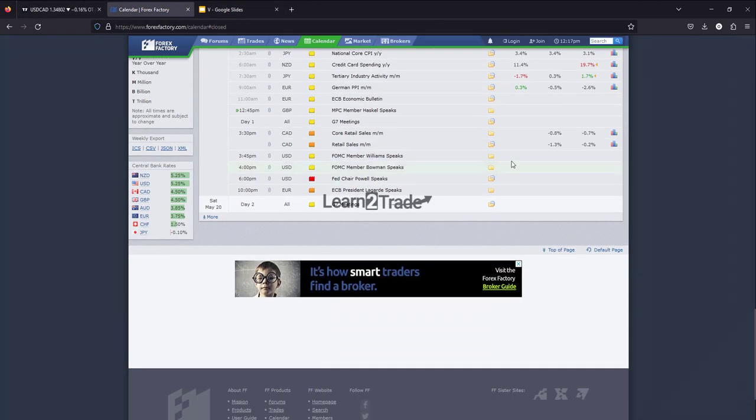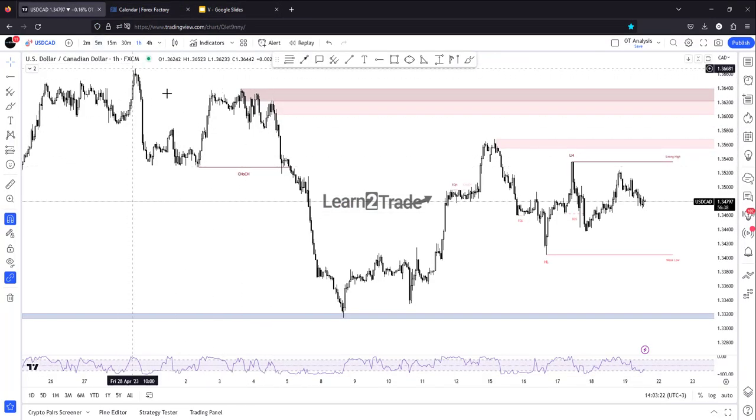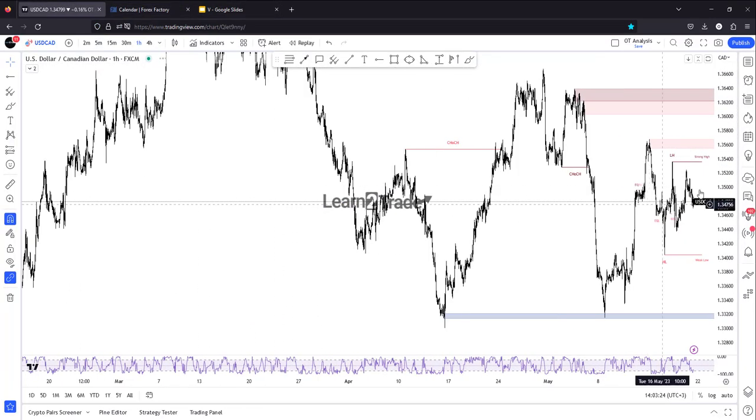So later, guys, the Canadian retail sales indicator is expected to report a 1.3% drop versus a 0.2% drop in the previous reporting period. Core retail sales, a 0.8% drop expected versus 0.7 in the previous reporting period. And also don't forget that Fed Chair Powell speaks, which could have a big impact also later today. So let's take a look here at US dollar versus the Canadian dollar.